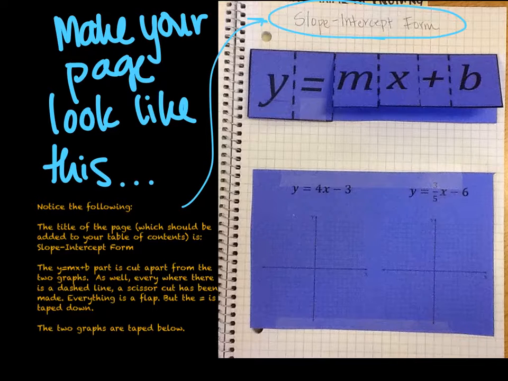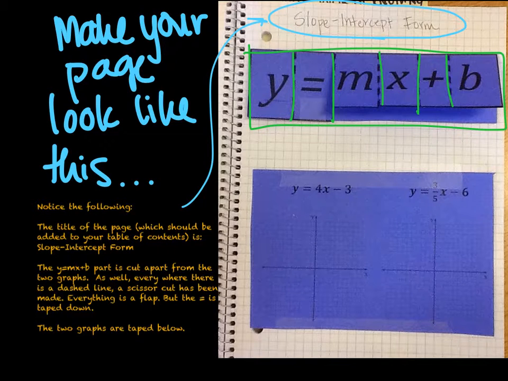As well, the y equals mx plus b part, this part right here, you are essentially cutting out that rectangle, folding it in half hot dog style, and then wherever you see these dotted lines, you are cutting them just to the fold. That way they will flap up. After you've done that, please tape that whole piece of paper in the top half of your notebook, so you have these little flaps. Notice that there is a little bit of tape right here, keeping that equal sign taped down, so you can do that if you'd like.